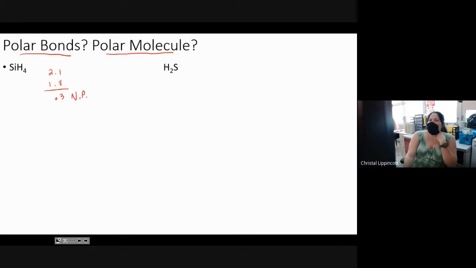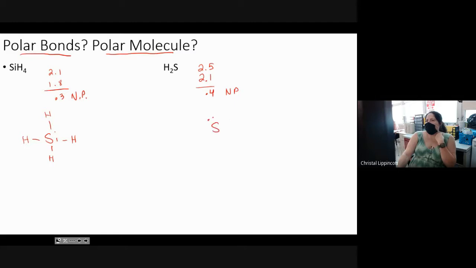Okay. When I draw it out, it ends up being a non-polar molecule as well because there's equal distribution of those negative charges around that silicon. Over here, I have my hydrogen. What is sulfur? Somebody who actually wants to look at the chart this time? 2.5. Again, this is a non-polar bond between the hydrogen and the sulfur.